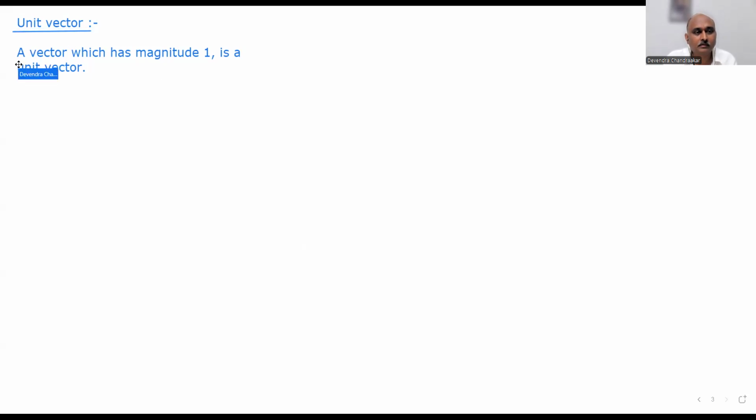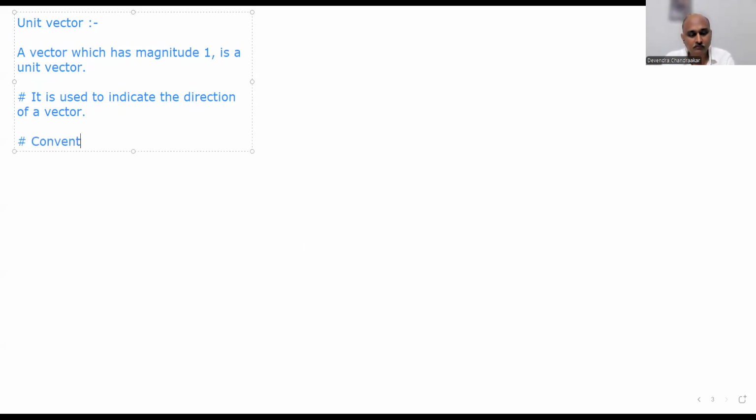The application of unit vectors is that they are used to indicate the direction of a vector, okay? Conventional unit vectors are i cap, j cap, and k cap, along the positive x, y, and z axes respectively.